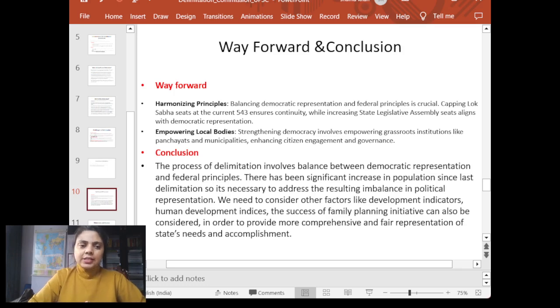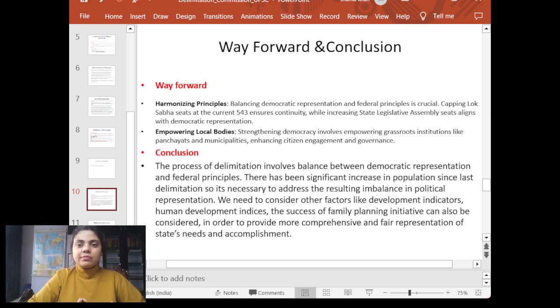The next point which we can see here is the way forward and the conclusion. So this is also part of mains answer writing, in which if there's a question related to delimitation or the delimitation act, you can directly use this point. So what is the way forward? How can we minimize this northern-southern state conflict, or the gulf that has been created on the basis of who has followed the family planning and who has not.